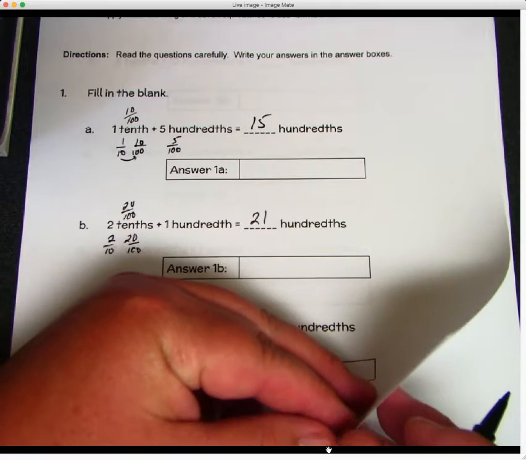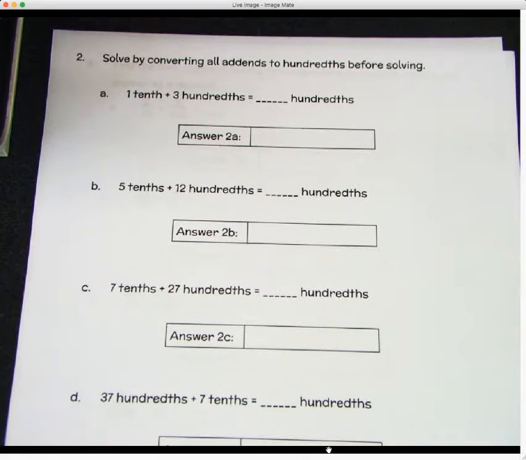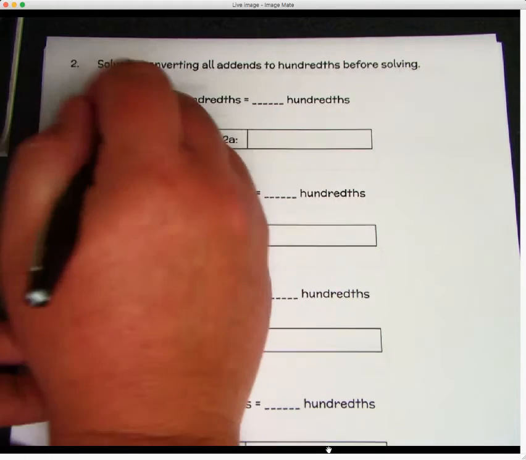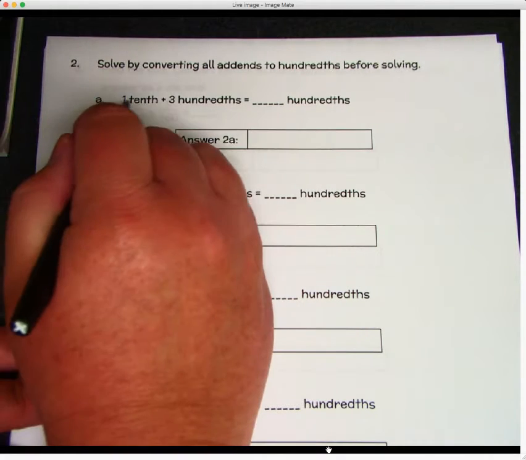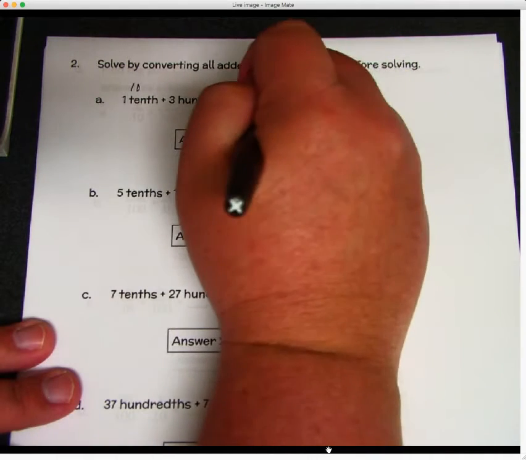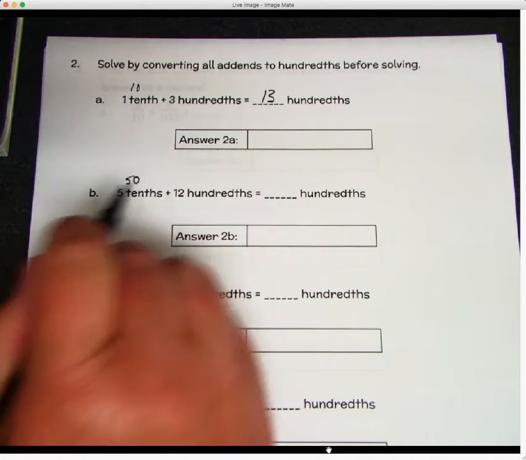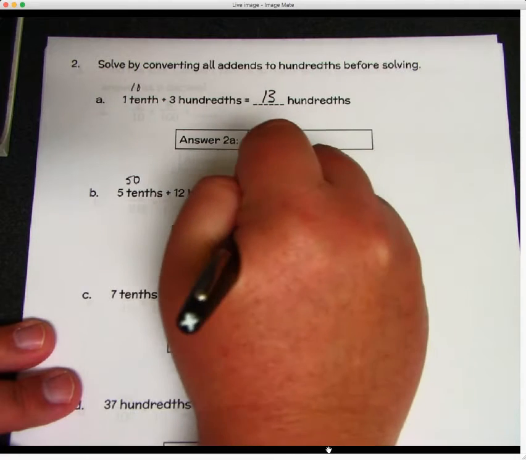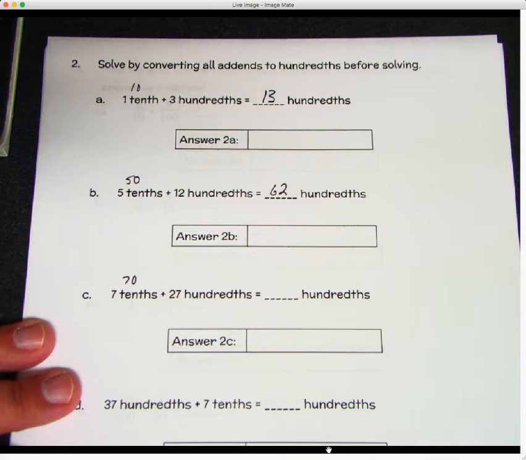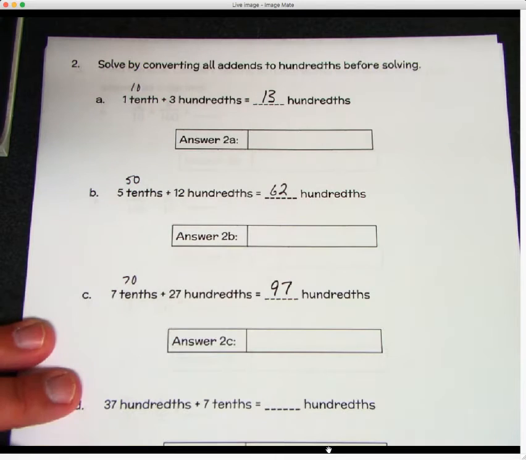Okay, let's look at a few more examples. And this one tells us convert all add-ins, which are the numbers you're adding, to hundredths before solving. So we're going to do the same thing. 1/10, let's just add a zero this time. What's 1/10? It would be 10 hundredths, right? 10 plus 3 is 13 hundredths. Add a zero. 5/10 would be 50 hundredths. 5 plus 12 is 62. 7/10 would be, add a zero, 70 hundredths. 7 plus 27 is 97.